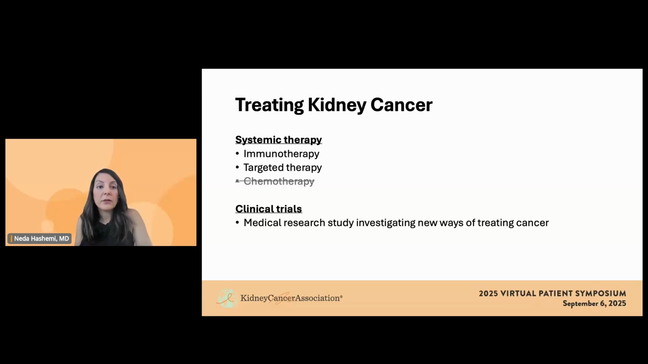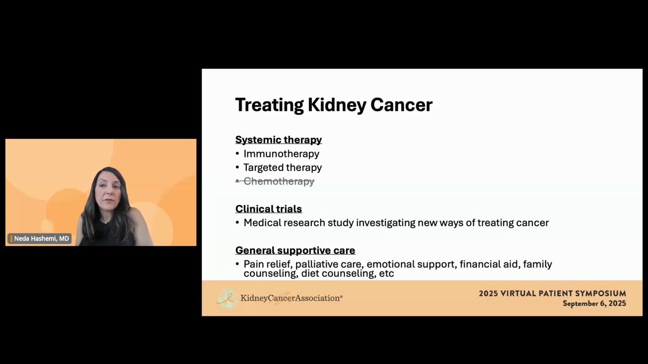I put down clinical trials and I'll briefly talk about them. These are medical research studies investigating new ways of treating cancer, and we always advocate for exploring clinical trials if we want to pick treatment. And then there is general supportive care that we use in treatment of kidney cancer. This includes pain relief, palliative care for symptom management, emotional support, financial aid some patients might need, family counseling, diet counseling, you name it. So again, the big multidisciplinary team.